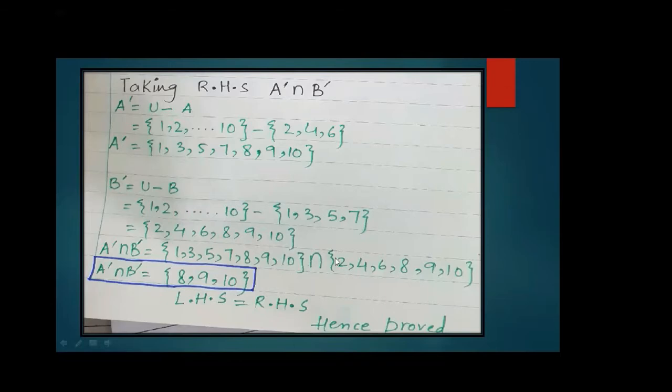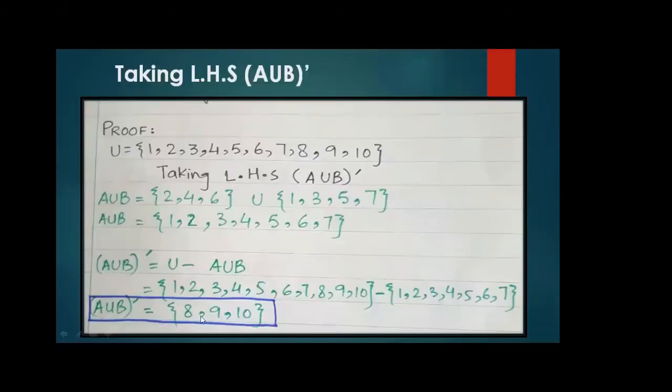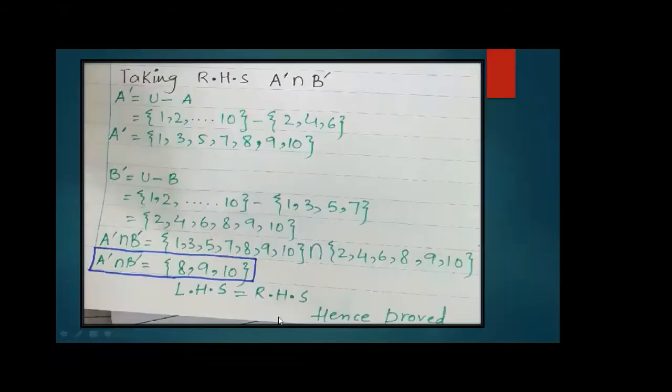So the common elements of both the sets are 8, 9, 10, which shows that this is the answer of the right hand side and this is the answer of the left hand side. So it shows that left hand side is equal to right hand side, hence our first De Morgan's statement is proved. This is statement number 1 of De Morgan's law. So this is the review of De Morgan's law, first statement.